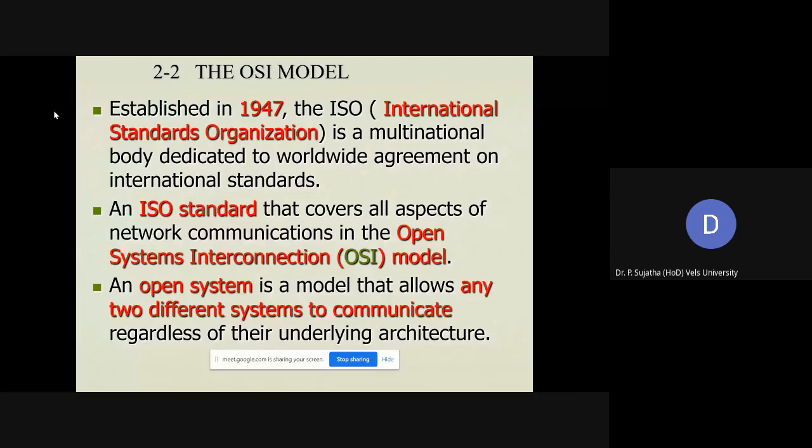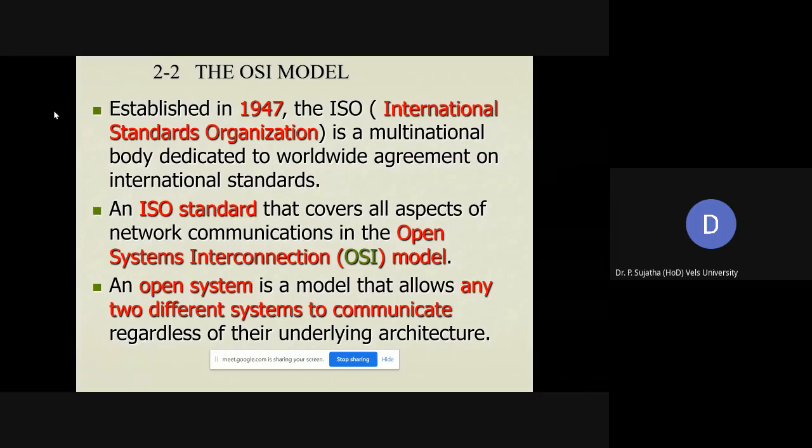The systems which are all connected with the network, the configuration of all the systems will be varying. They are not similar. Okay, so my system configuration will be different, your system configuration will be different. So when I try to transmit the information from my system to your system, your configuration should accept the information that I'm sending. Okay, so for that, the ISO organization formed certain rules and regulations.